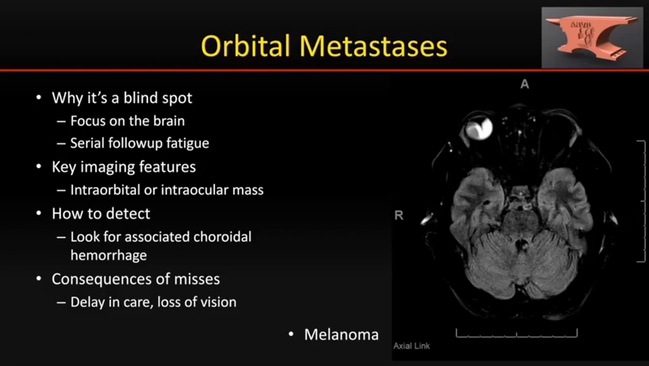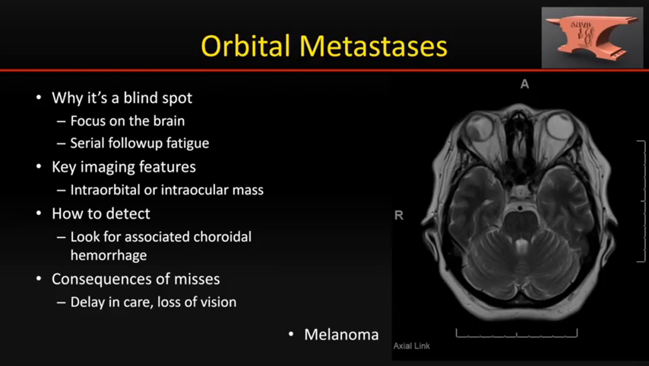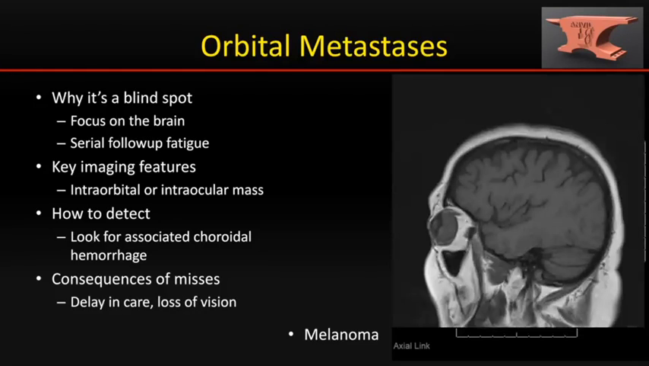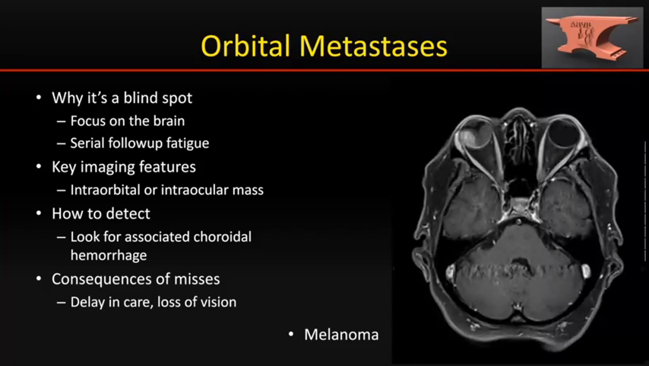So our next blind spot is orbital metastases. So why is it a blind spot? We're often focused on the brain, and we may have serial follow-up fatigue. The key imaging findings are an intraorbital or an intraocular mass, a melanoma met with an associated choroidal hemorrhage. Here you can see that choroidal hemorrhage wrapping around. There's the met, there's the hemorrhage.